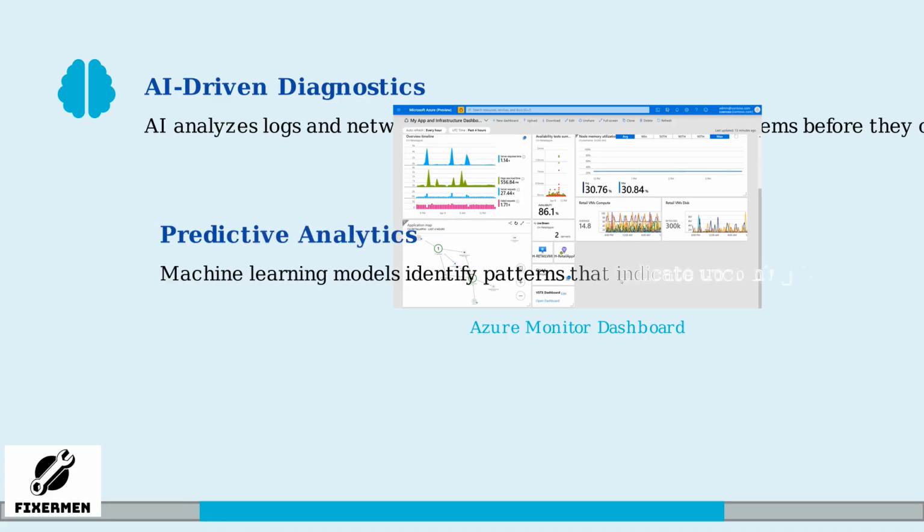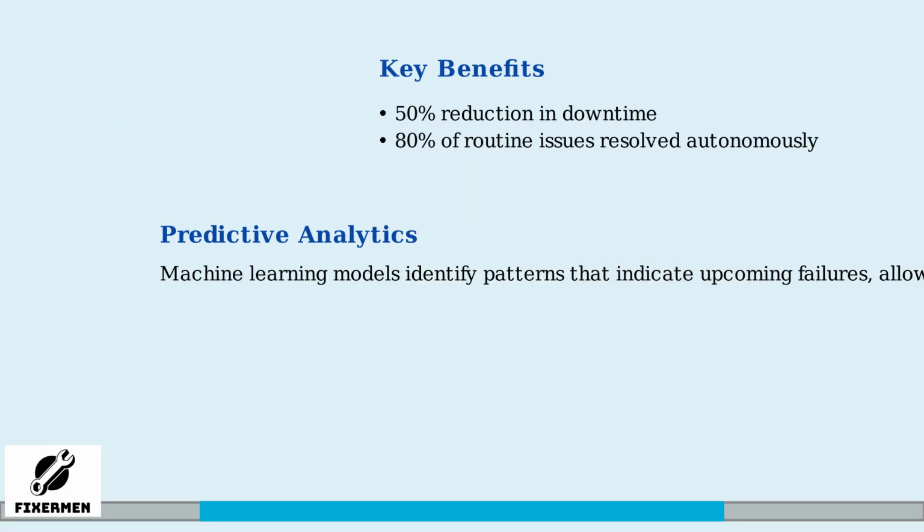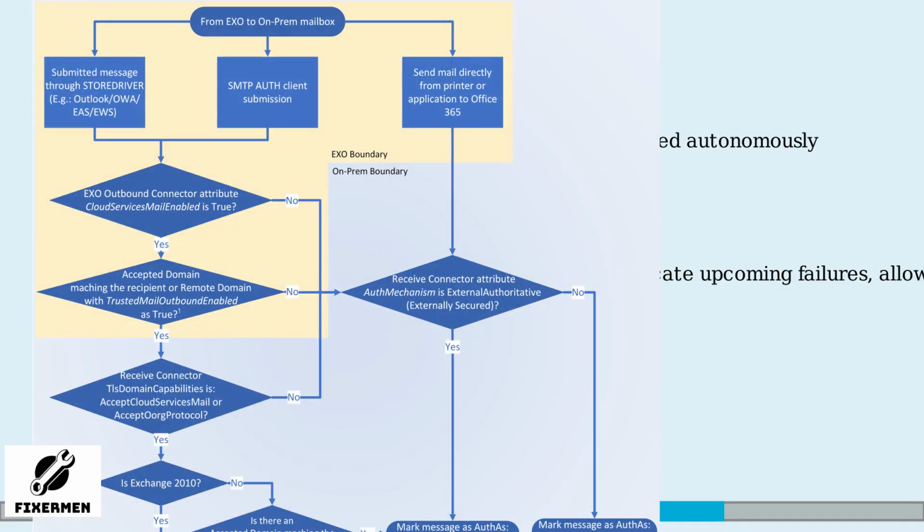Predictive analytics leverage machine learning to spot patterns in data that signal impending failures, enabling IT teams to intervene early. These advancements result in significant benefits, including a 50% drop in downtime and autonomous resolution of 80% of routine issues. Automation handles complex processes like message authentication, determining internal versus anonymous status through predefined rules.